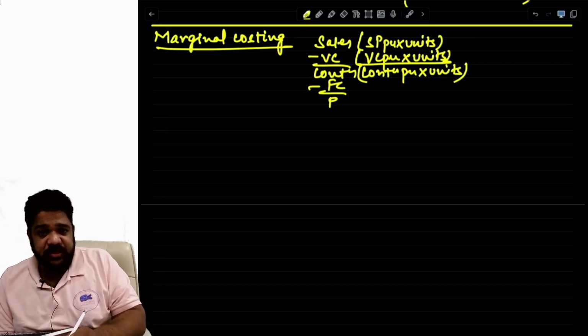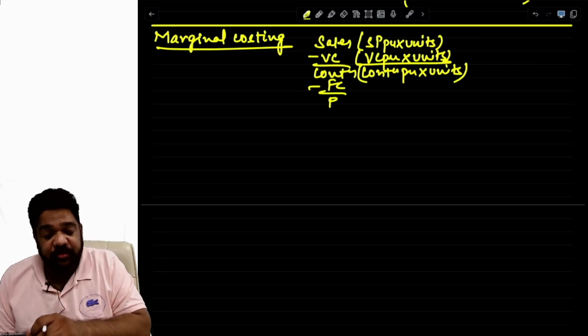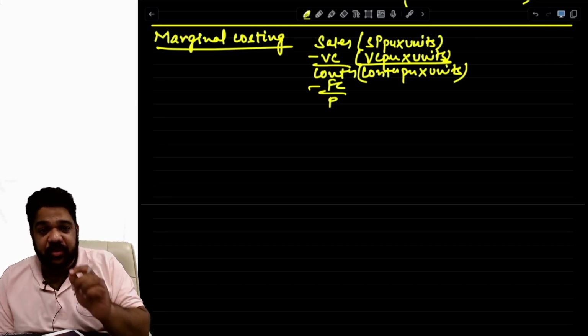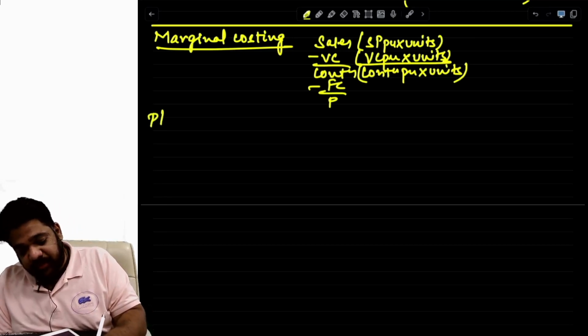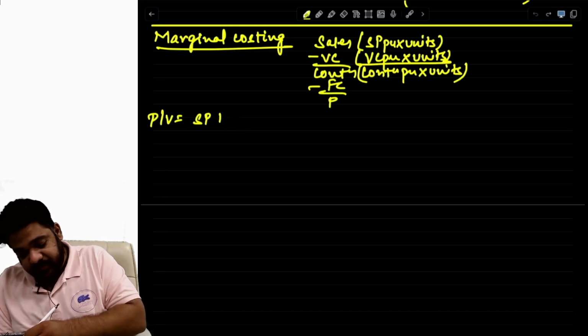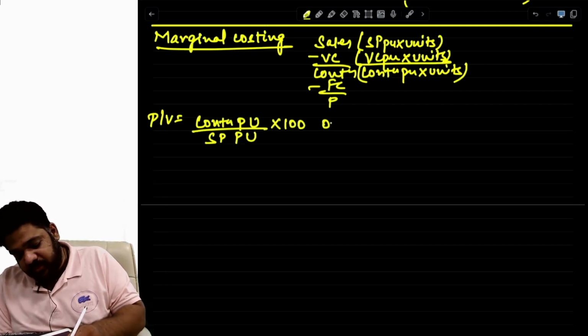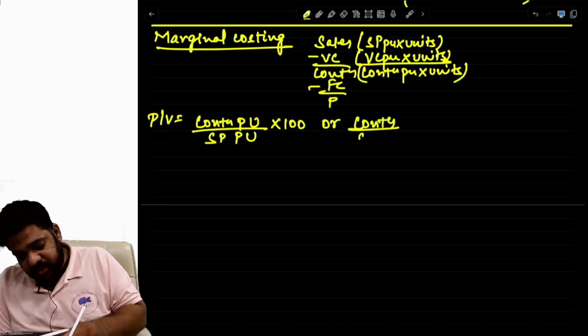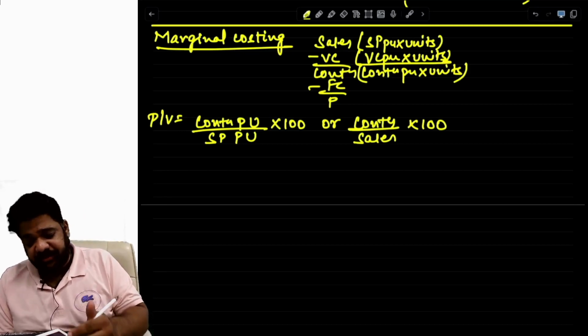Always remember this. The selling price per unit and sales are different. Variable cost per unit and variable costs are different. Contribution per unit and contribution are different. The per unit and the totality are different. Then formulas. PV ratio formula. It can be either contribution per unit upon selling price per unit into 100, or contribution upon sales into 100. This could be one of it. We have many other formulas. We'll keep revising them as and when we go.